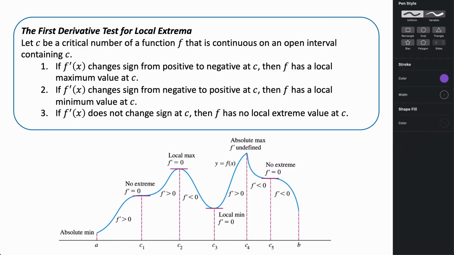So the first derivative test. The first derivative test looks very similar to, or we use the method that we were just doing in the first derivative test. But what the first derivative test does is it helps us find local extrema.